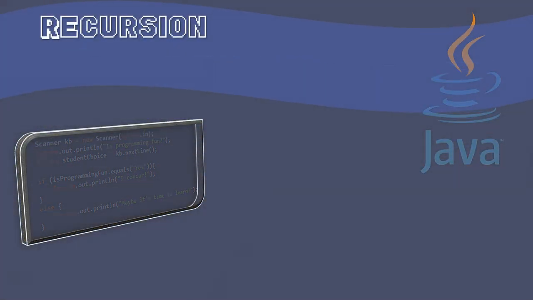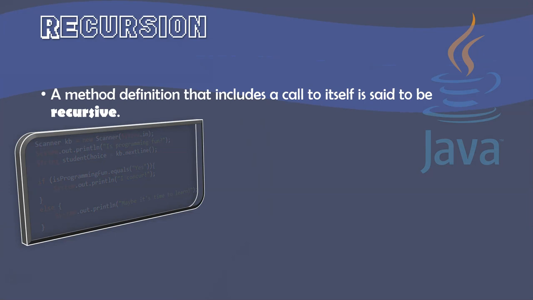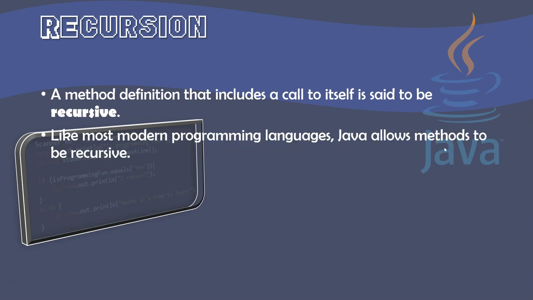So first off, what is recursion? Well, recursion occurs when we have a method definition that includes a call to itself. And we said this is often a recursive call. Like most modern programming languages, Java allows methods to be recursive.